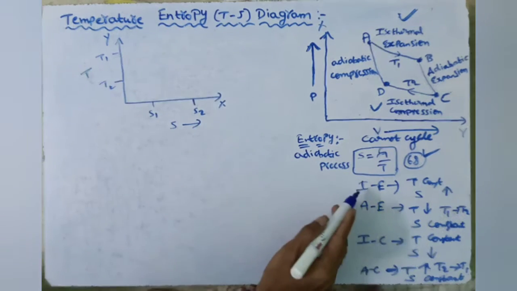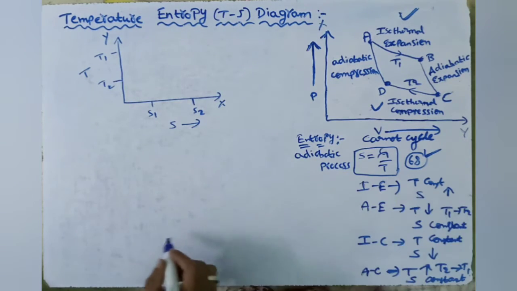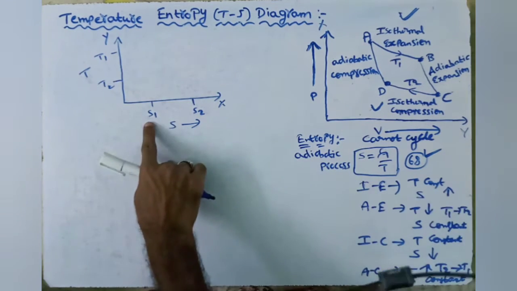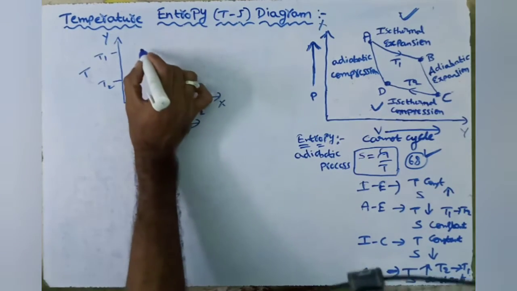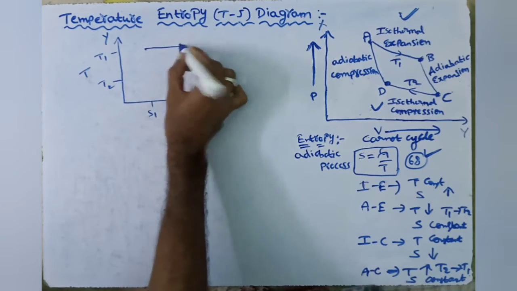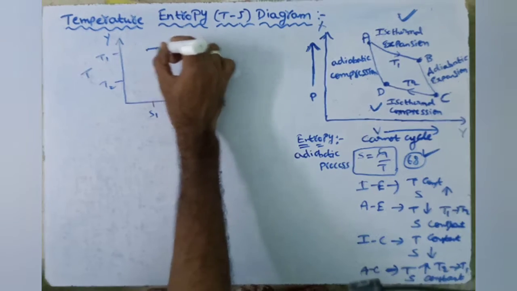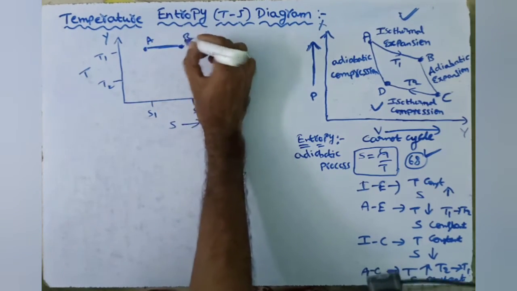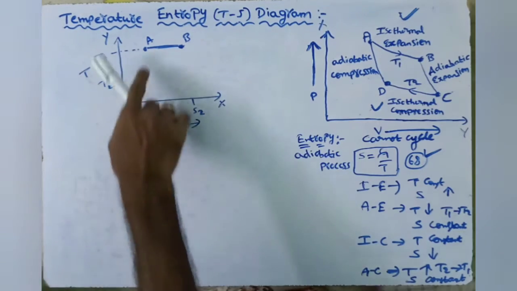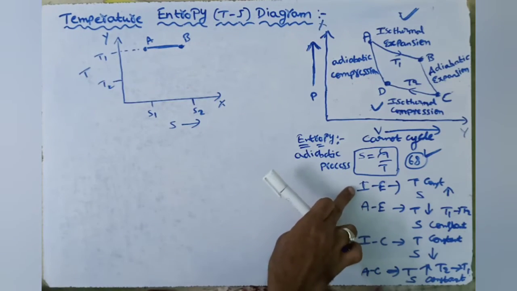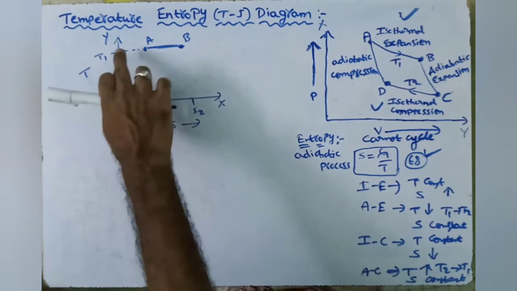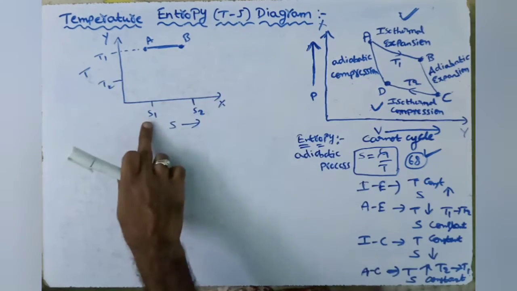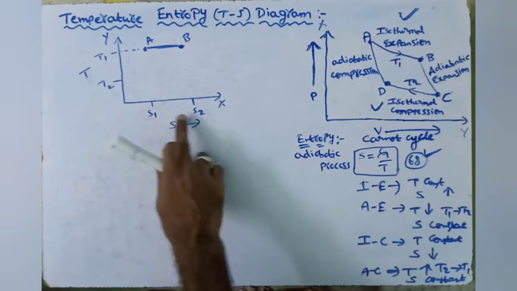First, in the isothermal expansion process, temperature is constant and entropy is increasing. I consider entropy increasing from S1 to S2. So I draw a graph like this, a straight line AB. This line represents isothermal expansion, where temperature is constant throughout the line at T1, and entropy is changing. As we said, entropy is increasing from S1 to S2.